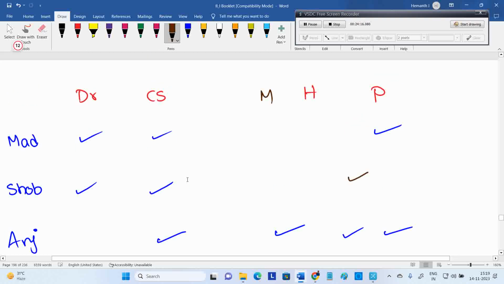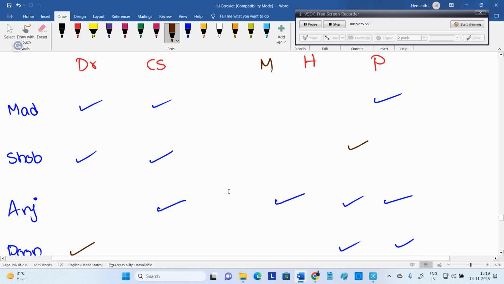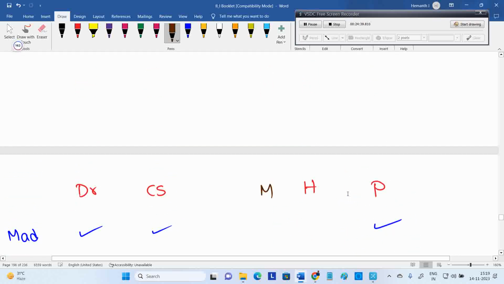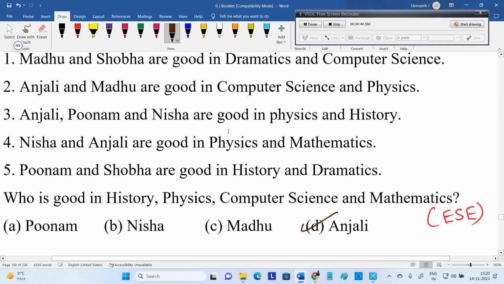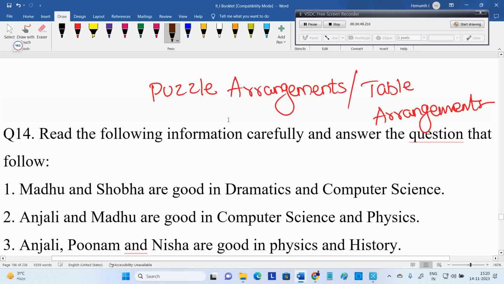Now, finally, the question is, who is good in history, physics, computer science, and mathematics? It is Anjali. If you see, Anjali is not good in dramatics, remaining all okay. History, mathematics, physics, computer science, good for Anjali only. The only person who is good in the four subjects listed, other than dramatics, is Anjali. Like this, you need to prepare a table. That's why we call it table arrangements or puzzle arrangements.